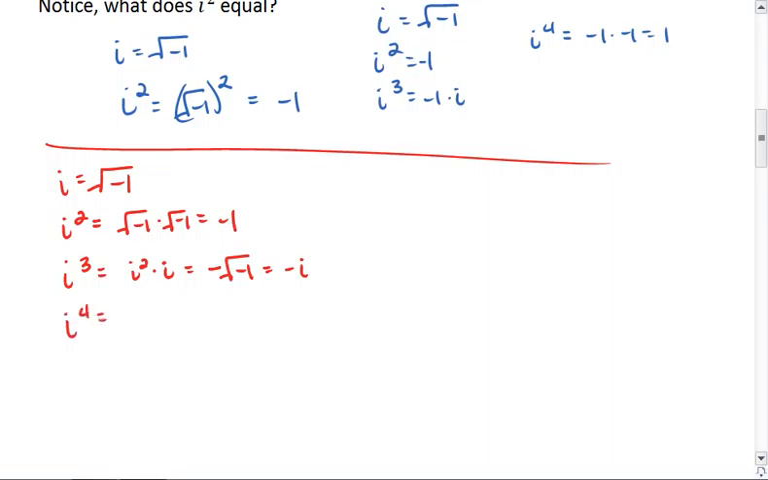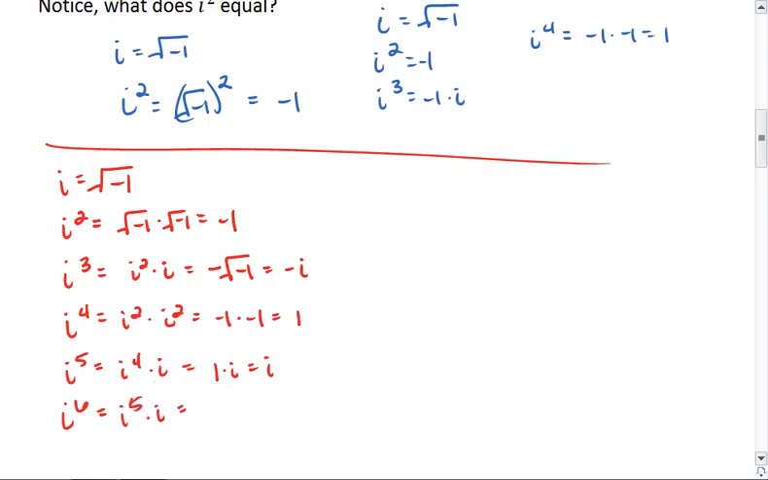And i to the fourth is the same as i squared times i squared, so that's -1 times -1, which is a positive 1. Then i to the fifth is the same as i to the fourth times i, which is 1 times i, and just i. i to the sixth, we get i to the fifth times i, so that's i times i, which is -1.